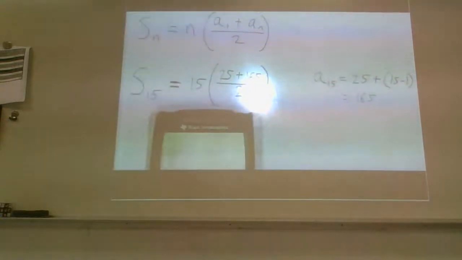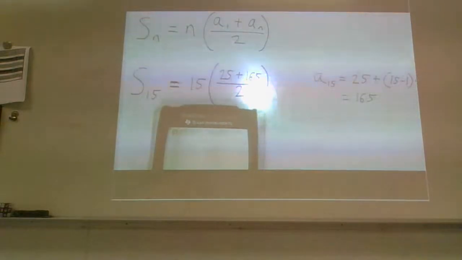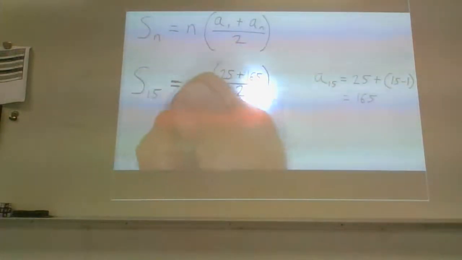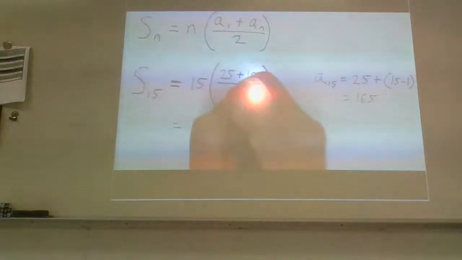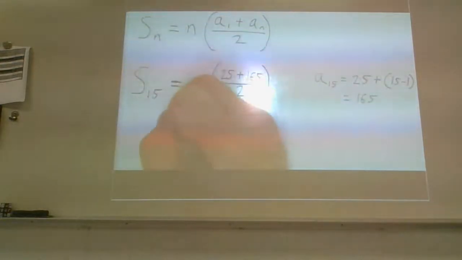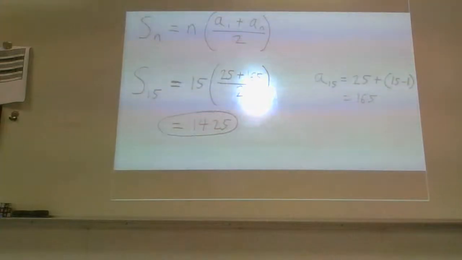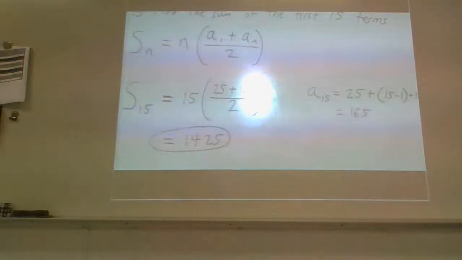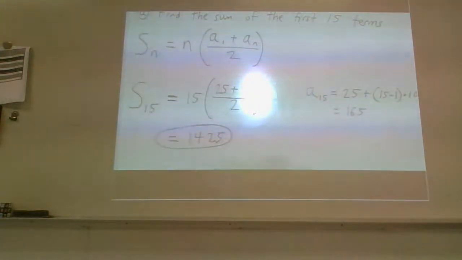So I'm going to do this calculation very carefully. 25 plus 165 divided by 2 times 15. On my calculator, it says 1425, which I did know was the answer by brute force, by just adding up the first 15 terms, but it's more efficient and more practical to do it this way.